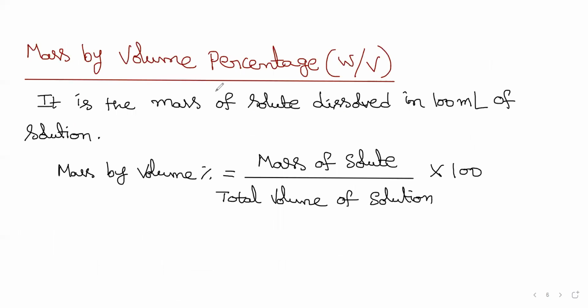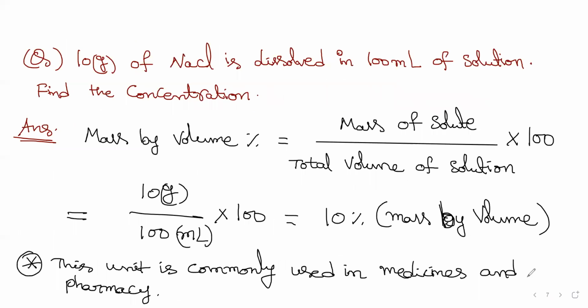So let's see the mass by volume percent. That is the weight per volume, and it is the mass of the solute dissolved in 100 ml of solution. So mass by volume percent is the mass of the solute divided by the total volume of the solution multiplied by 100. So that's the next one. Let us see the next slide.